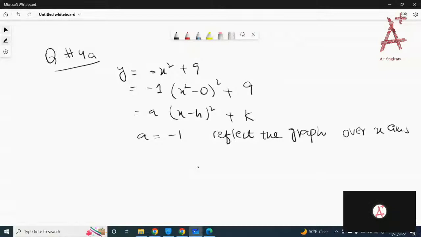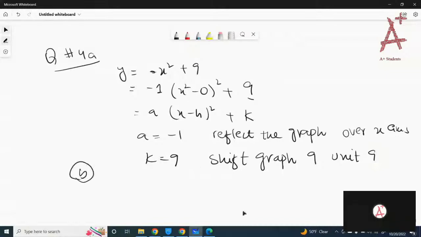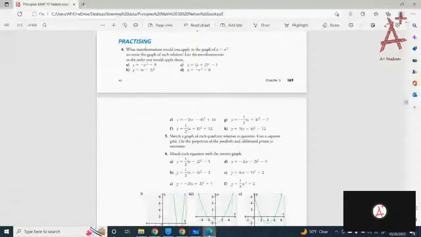Then you have the value k equals 9. That means shift the graph 9 units up. Shift the graph 9 units up. Those are the transformations applied on the equation. Got it?